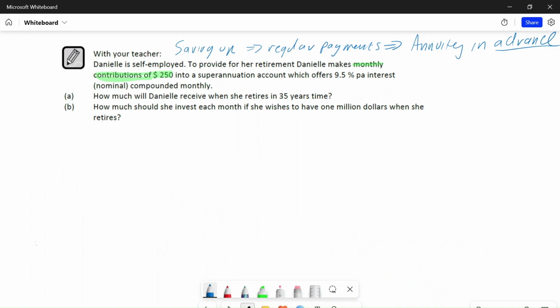Righto, so part A, how much will Danielle receive when she retires in 35 years' time? Okay, so the 35 is important. The fact that it's compounding monthly is important, and our interest rate is 9.5% per annum. Those are important points here. So part A, we'll complete that bit first. Let's detail the inputs we're going to use in the solver.